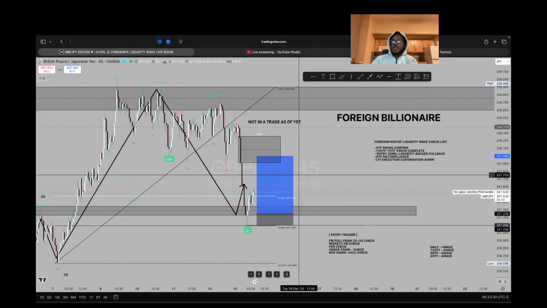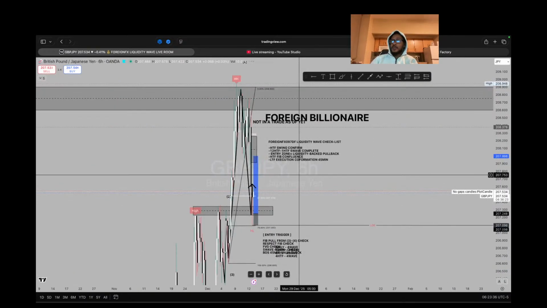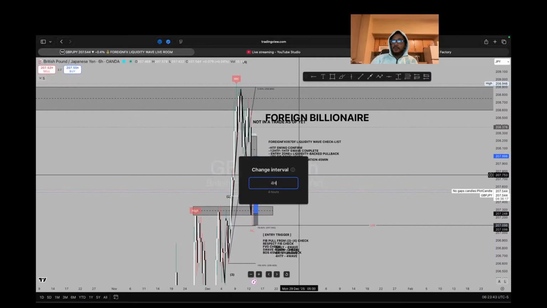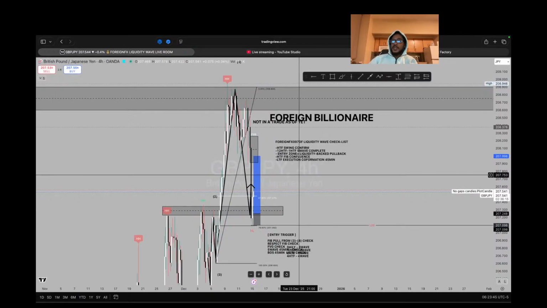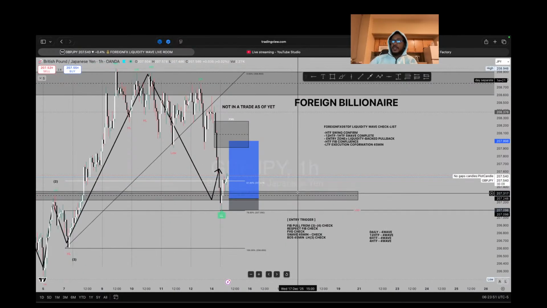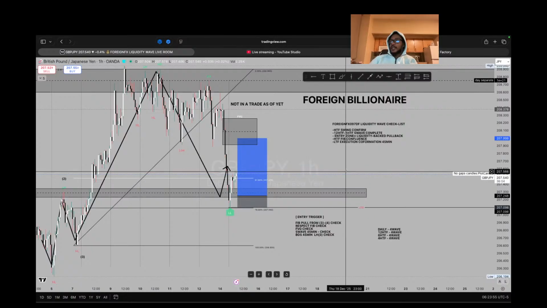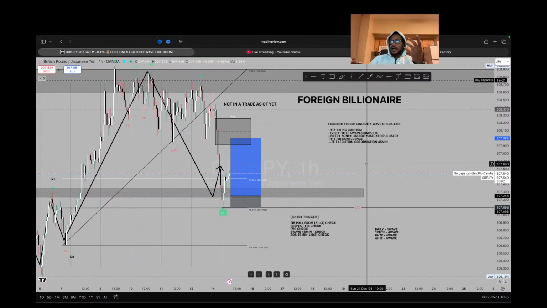The only one I'm interested in is GJ, where 6 hour has a swing, which is a higher low. 4 hour has a swing, which is a higher low within a fair value gap as well. 1 hour has a swing, which is a lower low within a fair value gap as well. And on my checklist, I have everything checked.